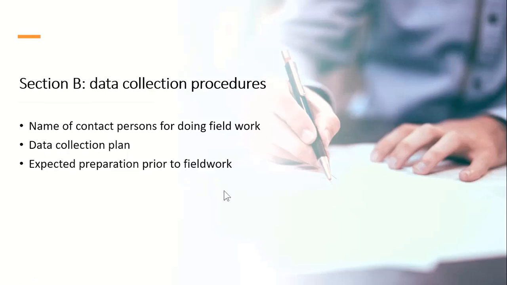Usually under this part, you provide the name of contact persons for doing field work. You provide a data collection plan, which covers the type of evidence to be expected. It includes the roles of people to be interviewed, the events to be observed, and any documents to be reviewed in the field. Also, you can introduce expected preparation work prior to field activities. So the preparation identifies specific information to be reviewed and issues to be covered prior to field work.